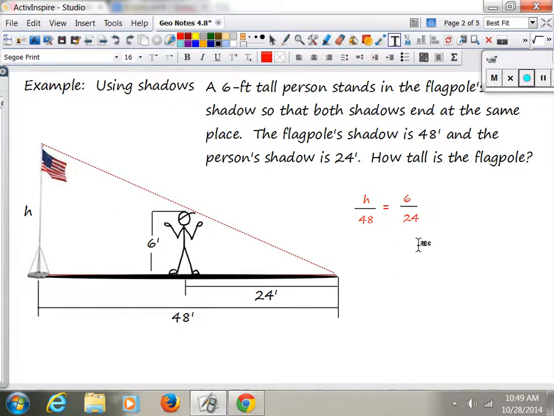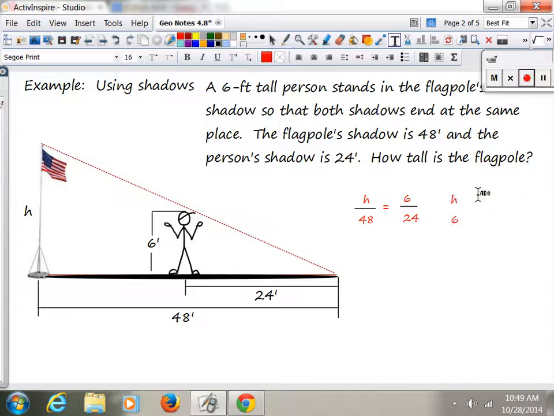And it won't matter as long as you're corresponding. If you do height over height, then you've got to do length over length. If you do height over length, you've got to do height over length. Because if I used this h over 6, let me just show you what would happen here.